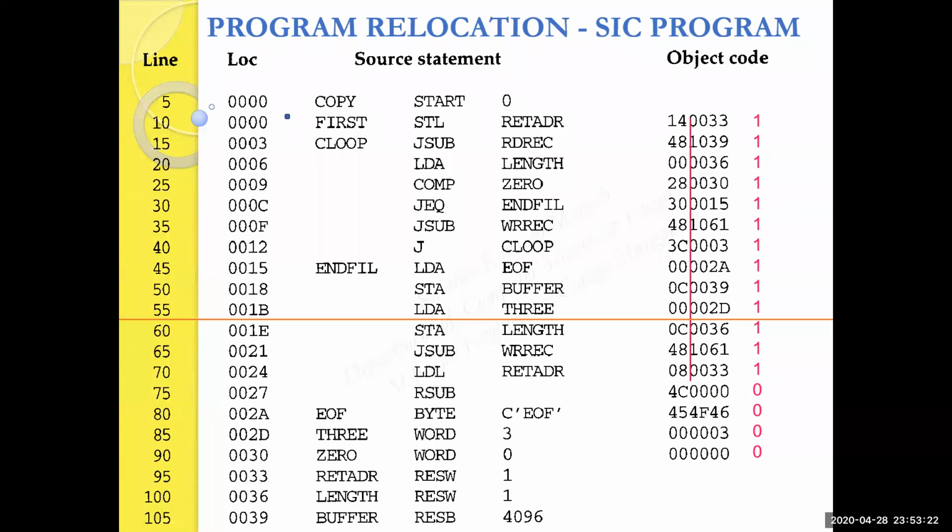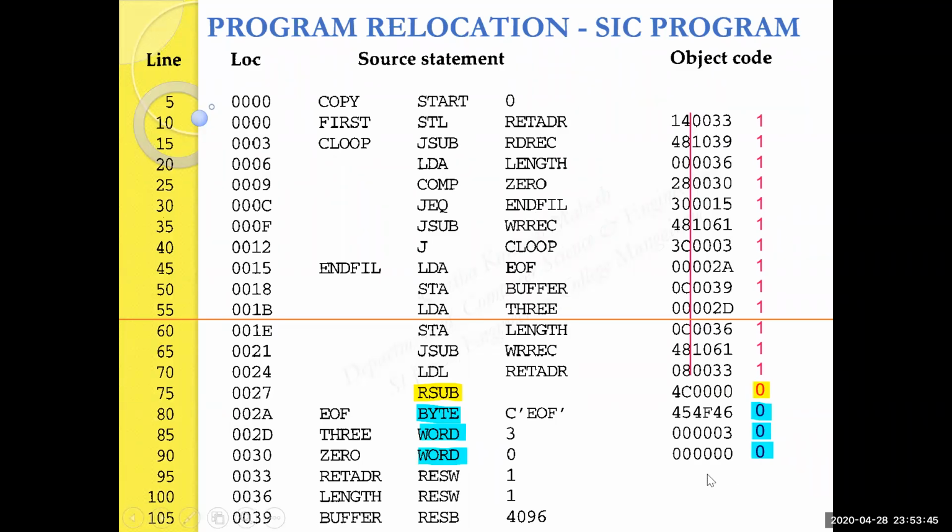So we have just seen that if we try to load the program at a different address, all the instructions starting at line number 10 through line number 70 have to be modified. The only instructions that do not require modification are RSUB and the last three object codes, because these represent constants. 454F46 represents the constant EOF. Likewise, the following code, that is 000003, represents the constant 3 in hexadecimal. Likewise, the last one represents the constant 0 in hexadecimal.